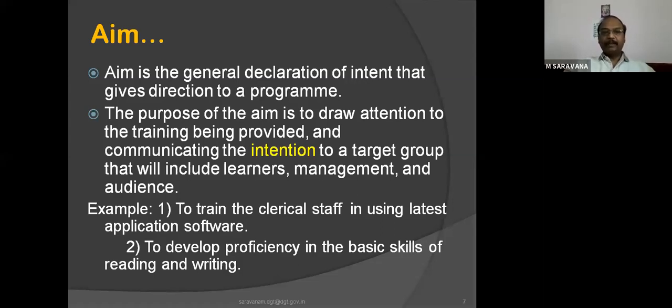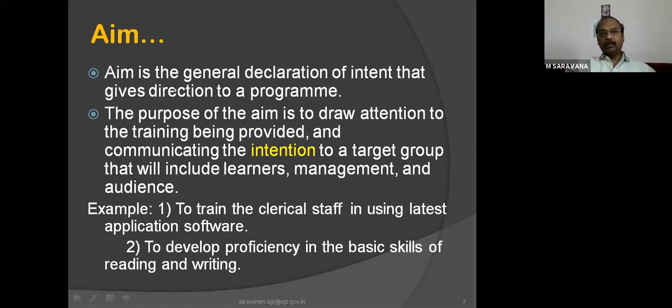For example, to train the clerical staff in using the latest application software, that is one of the aims. And one more example for aim, to develop proficiency in the basic skills of reading and writing. So to develop some proficiency and to train the clerical staff, these are all intentions. That is the example.